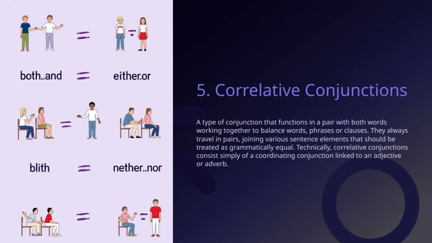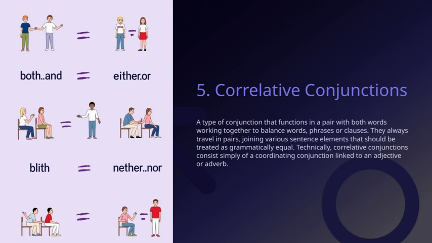Now, let's talk about correlative conjunctions. These are a special type of conjunction that work in pairs, meaning you use two words together to connect parts of a sentence. They always come in pairs, and both words work together to balance or compare words, phrases, or even entire clauses. Think of them as a team that helps you make your sentences clearer and more balanced.